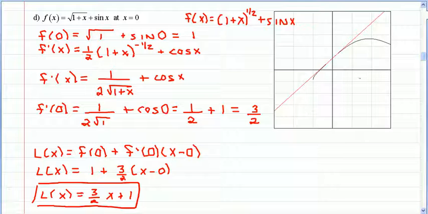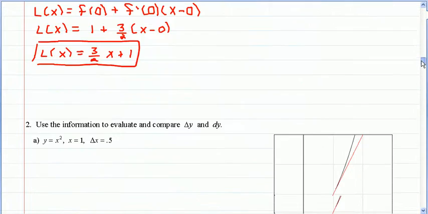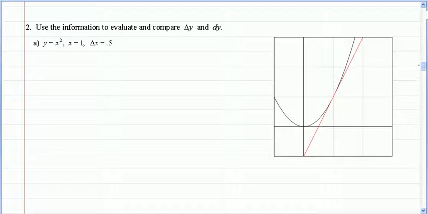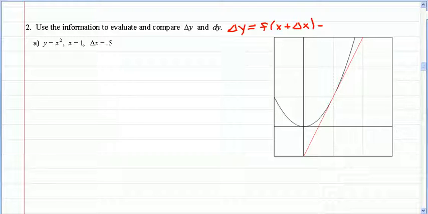So let's look at some different types of differential problems. So in number 2, we want to use the information to evaluate and compare delta y and dy. So if you look above at the beginning of this lesson, you will see the formula for delta y. Delta y is equal to f of x plus delta x minus f of x, and dy is equal to f prime of x dx.